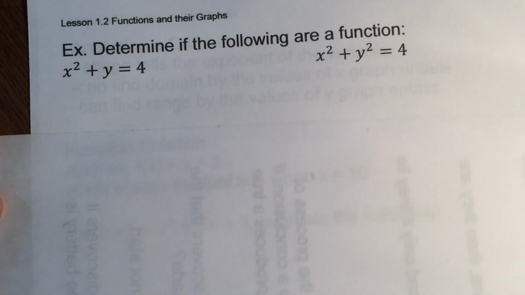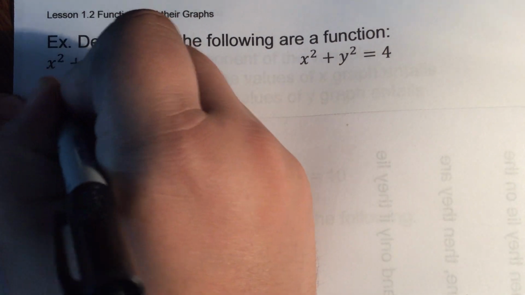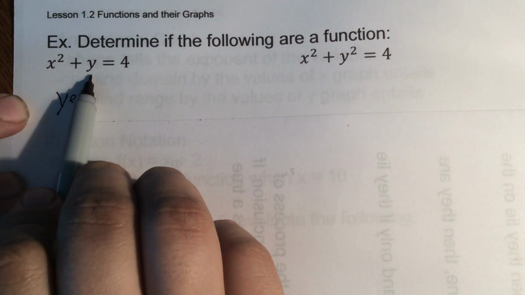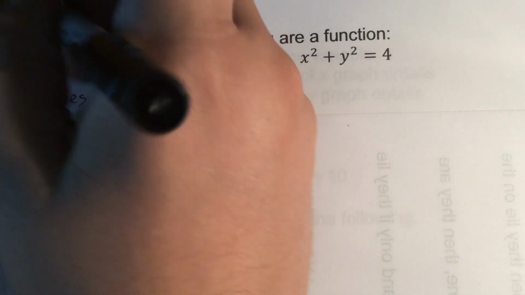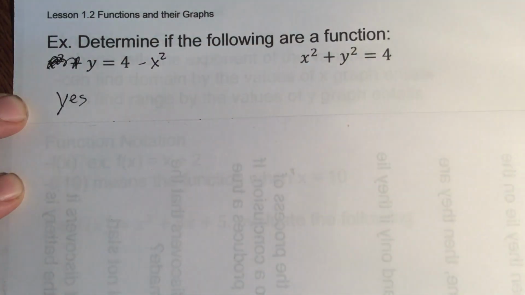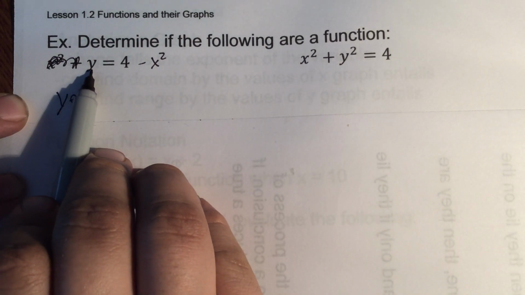So looking at these, this first one's going to be a yes because we have that single y. All we got to do is subtract the x squared over, and we're in that y equals form. So we only want a single y here.